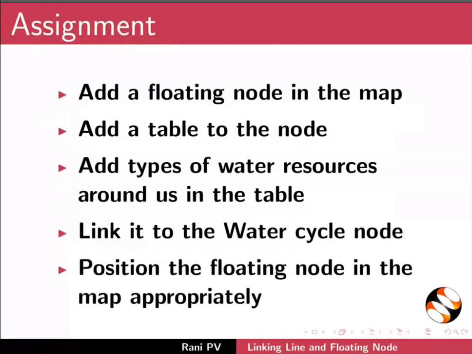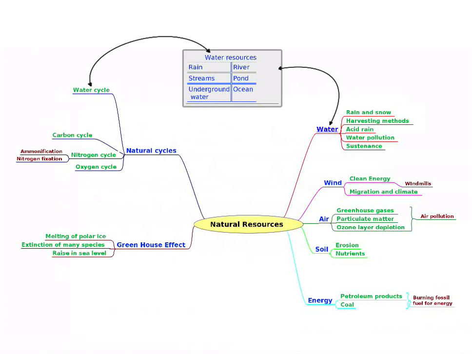For assignment activity, please do the following. Add a floating node in the map, add a table to the node, add types of water resources around us in the table, link it to the water cycle node, and position the floating node in the map appropriately. Your assignment may look similar to this.